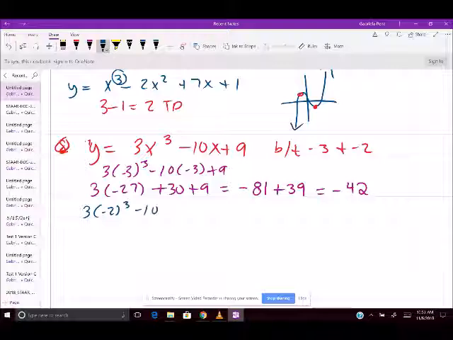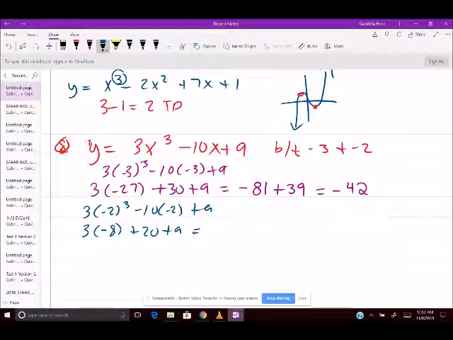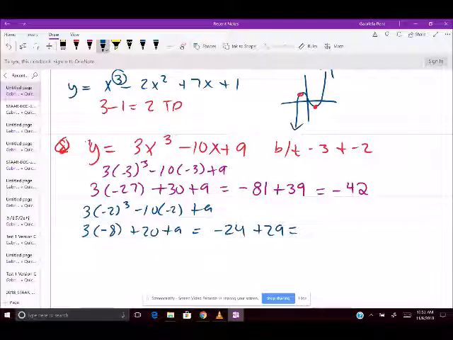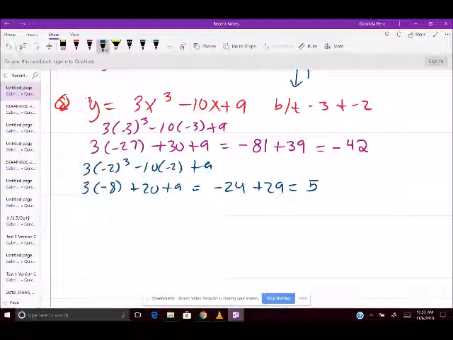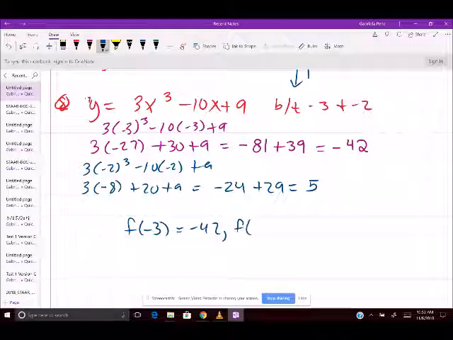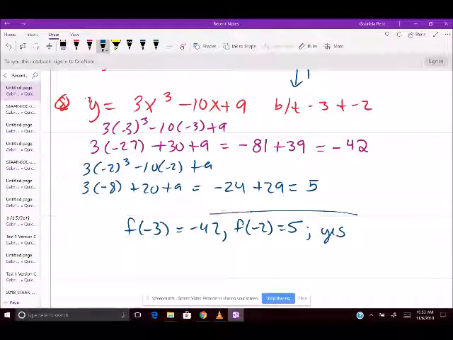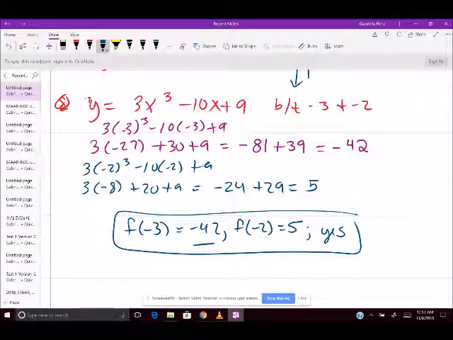-2. So -2 cubed is -8, times 3 is -24, plus 20 plus 9. So this becomes -24 plus 29, which is a 5. So our answer is going to look like f of -3 equals -42. F of -2 equals a positive 5. And the answer is yes, because it switches. One is negative and one is positive.